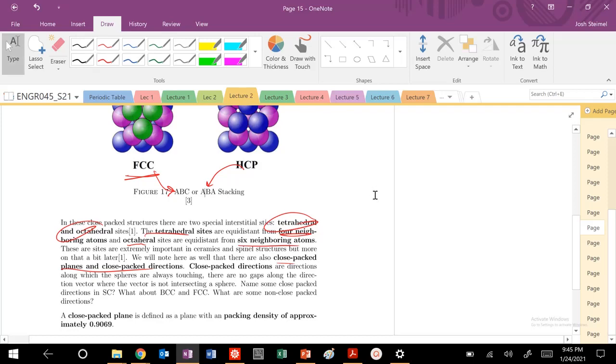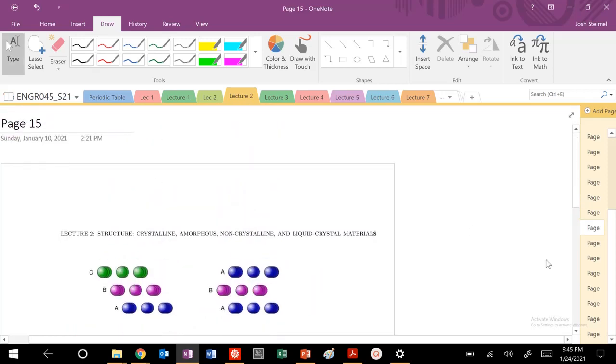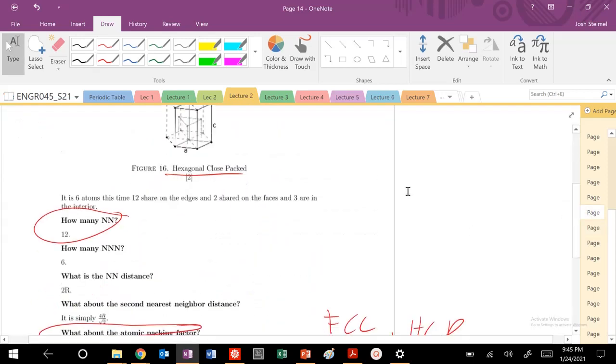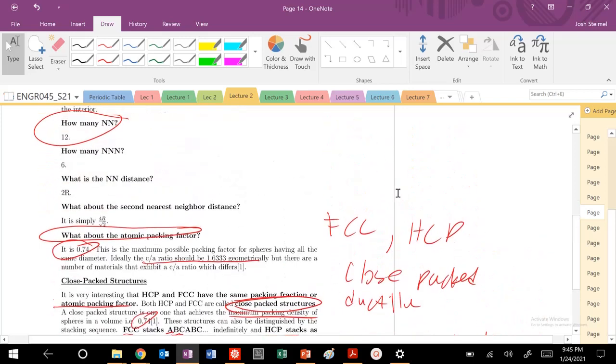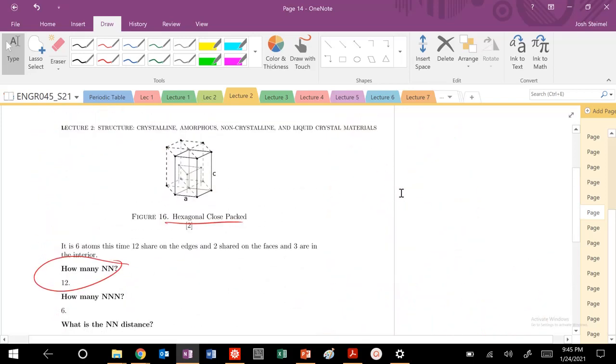So that is essentially it for our structures. What we'll do in the next video, we'll have a little summary lecture, but yeah, that is your cubic structure. So be ready to answer some of those questions.